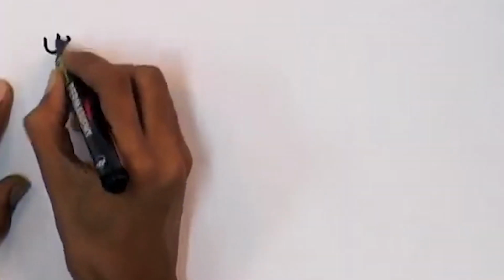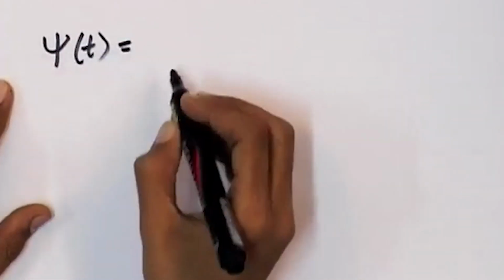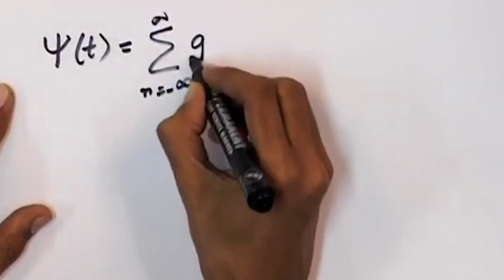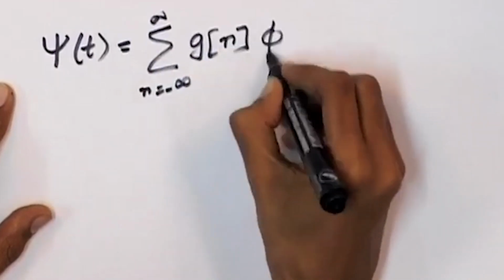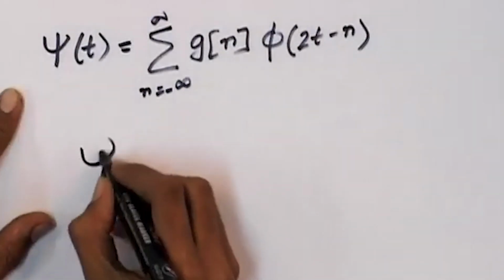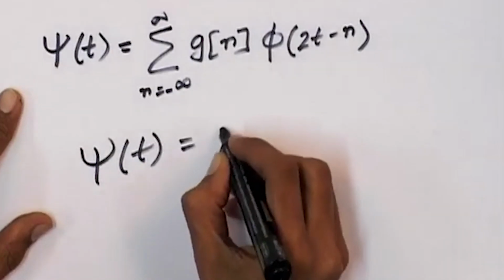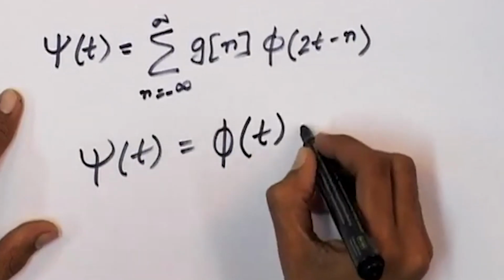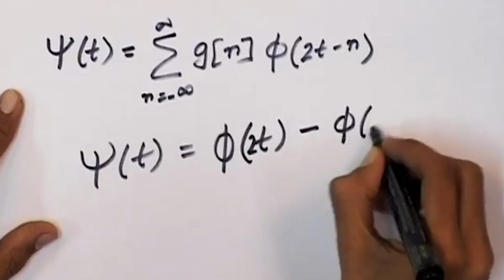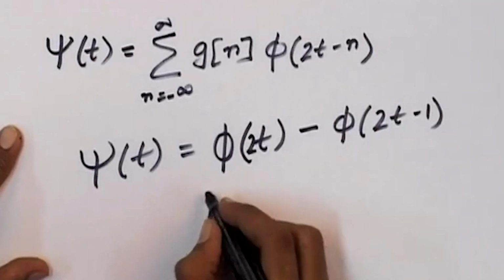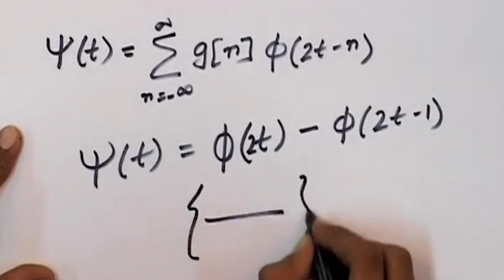Next, we will move on to how we generate the wavelet function. So, we have the wavelet function given by this expression, psi of t equals summation n going from minus infinity to infinity g of n phi of 2t minus n, and this we can find from phi of 2t minus phi of 2t minus 1. Let us try to draw these two signals.